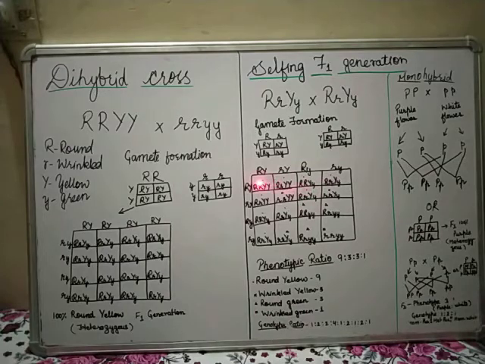Here you can see this is round yellow, round yellow, and so on. Now in total we have 9 round yellow. See, 1 2 3 4 5 6 7 8 and 9. So round yellow is 9.